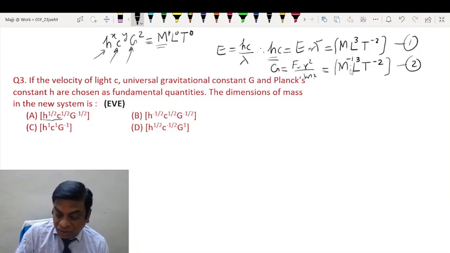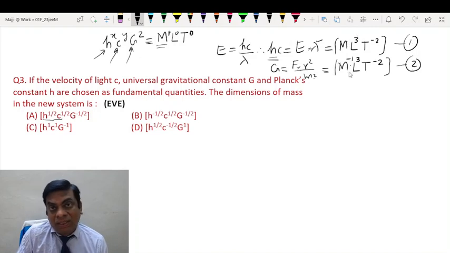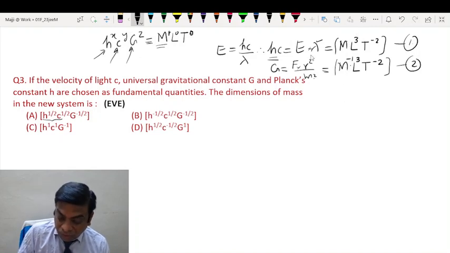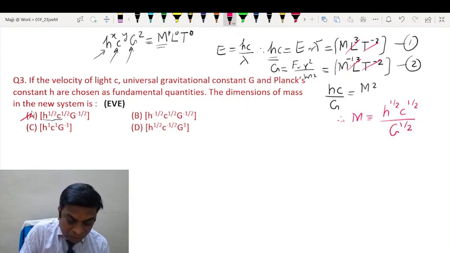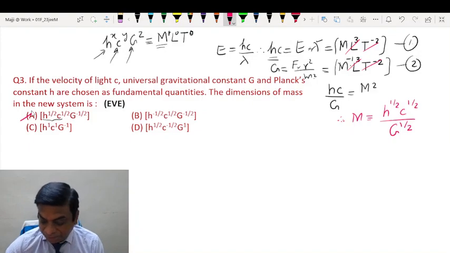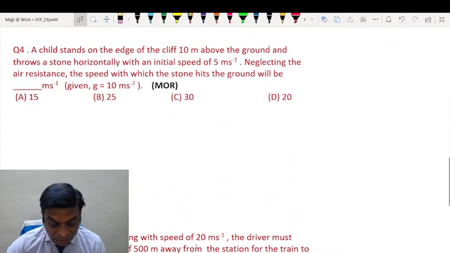Because when you divide equation 1 by 2, you will get m square, and when you extract the square root, you will get m. So basically, Hc upon G is m square. Can you see? Because L cube will get cancelled and T power minus 2 will also get cancelled. So therefore, m is dimensionally equivalent to h power half c to the power half upon g to the power half. So correct option is A option, you can see. Moving to the next question.